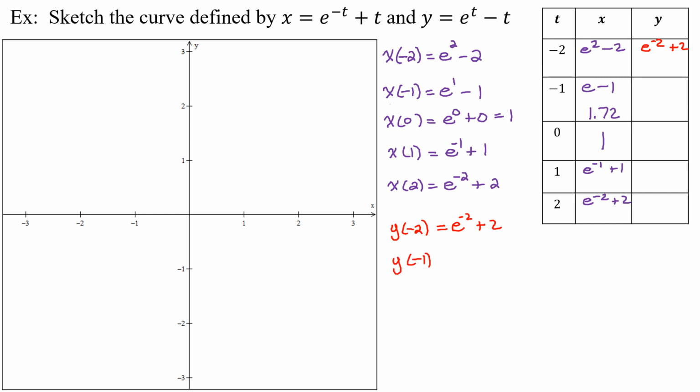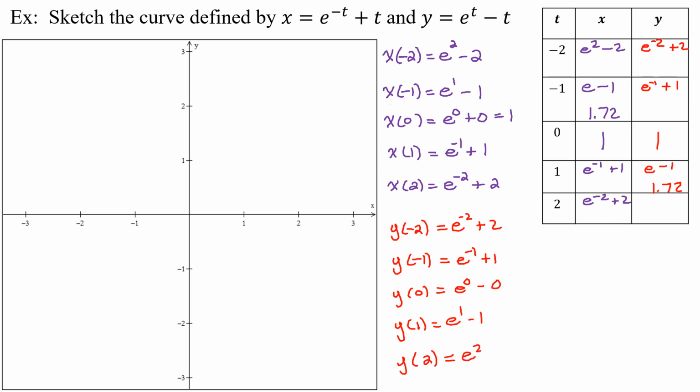If I do y equals negative 1, I'll have e to the negative 1 plus 1. If I do 0, I'll have e to the 0 minus 0, again, which is 1. If I plug in 1, I'll have e to the 1 minus 1, or just e minus 1, which is the 1.72 that I did up there. And if I did y of 2, that would be e squared minus 2. So there's my e squared minus 2.